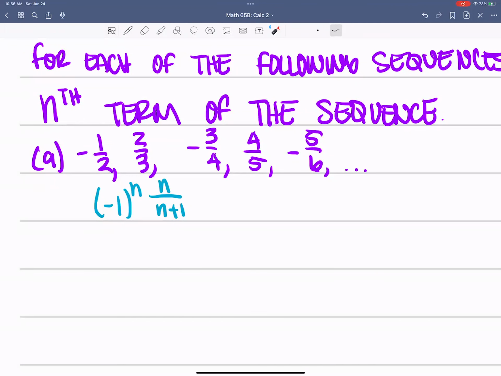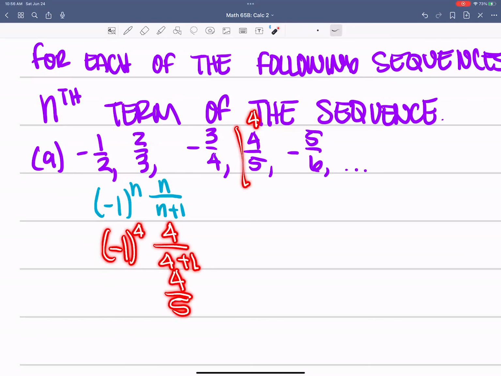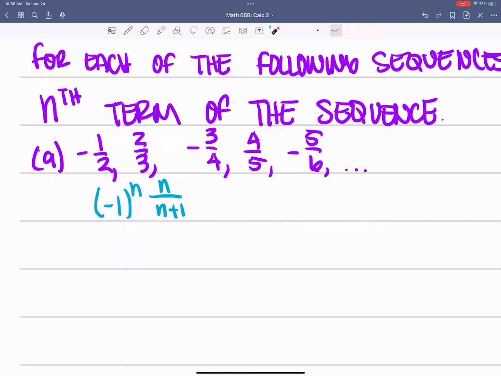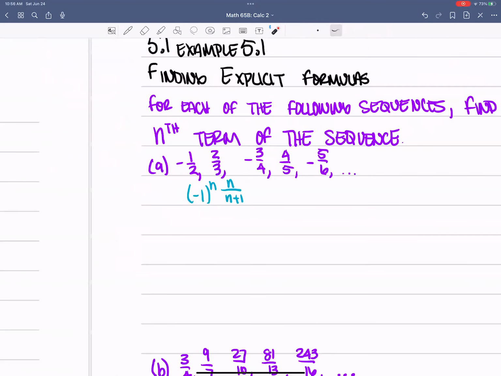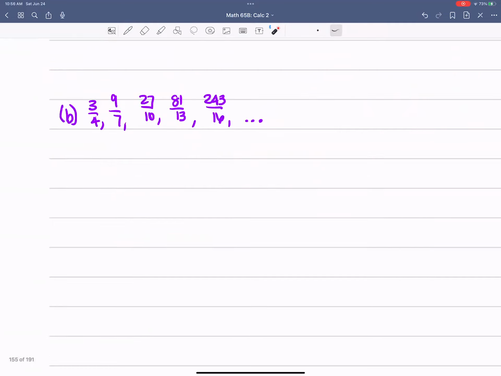Let's look at, that's the first, second, third, fourth. Let's try the fourth one. So here n is going to be equal to 4. -1 to the power 4, 4 over 4 plus 1. So that gives us a positive 4/5, which is exactly what we have here. And there you go. There's that first sequence. Let's take a look at this second sequence.